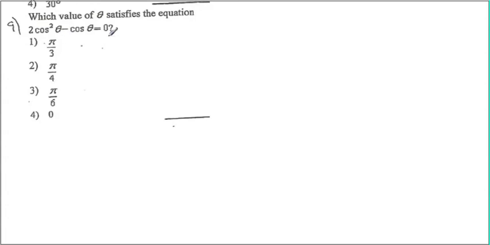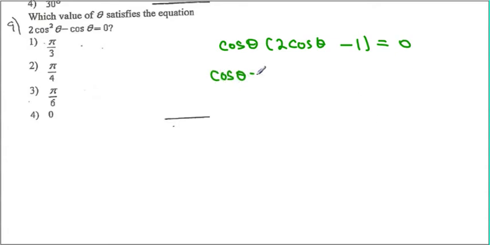So we are looking for the value that satisfies this given equation. We're going to have cosine theta factored out, to cosine theta times the quantity cosine theta minus 1. Here cosine is equal to 0 when the angle is 90 degrees, which is pi over 2, or 3 pi over 2. Now, when do you have cosine to be? We don't have either of these two as our answers.